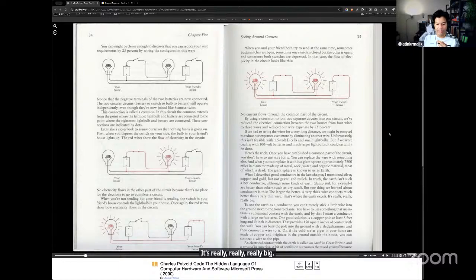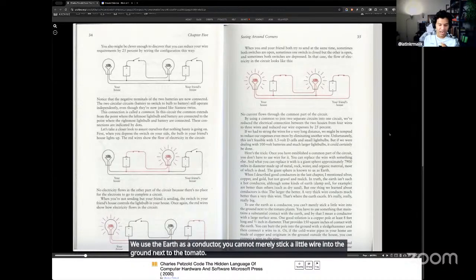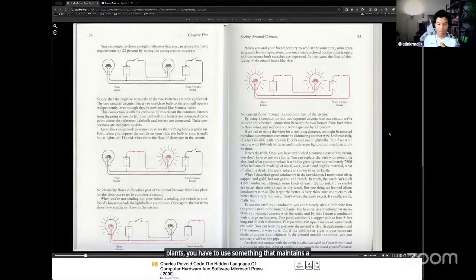To use the earth as a conductor, you cannot merely stick a little wire into the ground next to the tomato plants. You have to use something that maintains a substantial contact with earth, and by that I mean a conductor with a large surface area. One good solution is a copper pole of at least 8 feet long and half inch in diameter. That provides 150 square inches of contact with the earth. You can bury the pole into the ground with a sledgehammer and then connect a wire to it. Or if the cold water pipes in your home are made of copper and originate in the ground outside the house, you can connect a wire to the pipe. So I think this is a very common practice also.